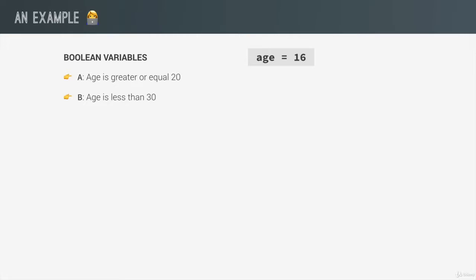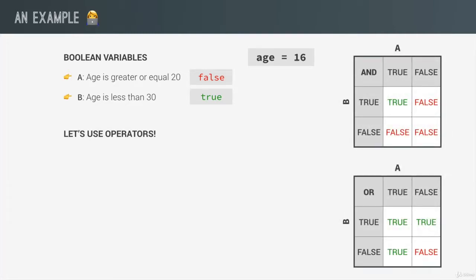So if age is 16, then age is greater or equal to 20 must be false, right? And of course it is. And age is less than 30 is true, because 16 obviously is less than 30. Okay? So that's the baseline basically. And now we will start to combine these variables A and B using some logical operators. So the first exercise is the NOT operator. So not A. And we know right now that A is false, right? So the result of not A, as we just learned, is true, because all it does is to invert the logical value of the variable.